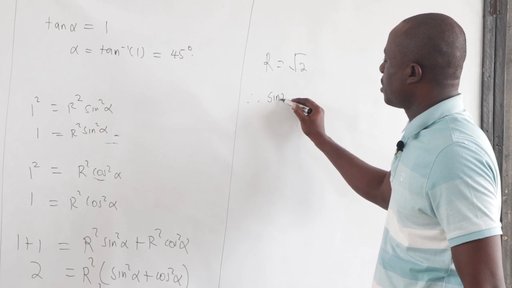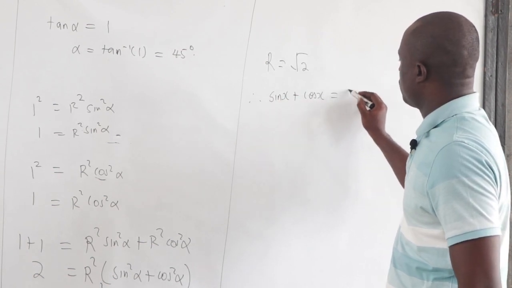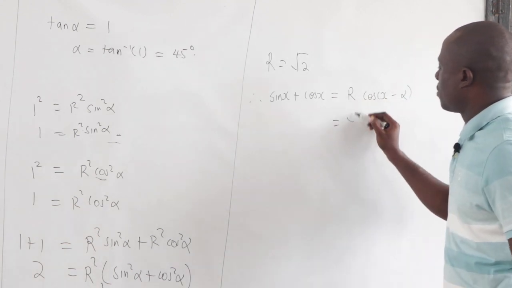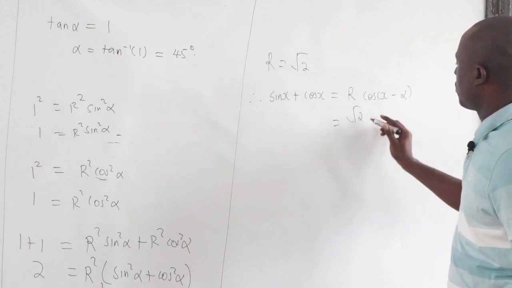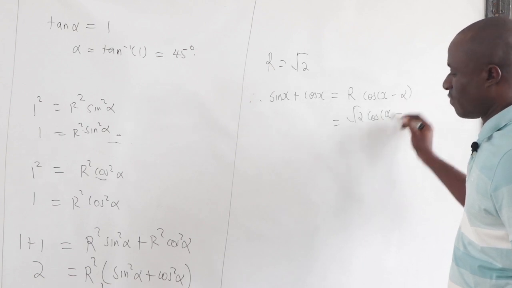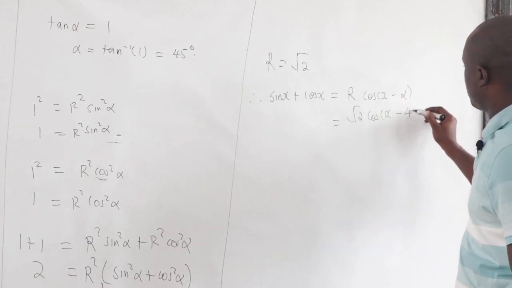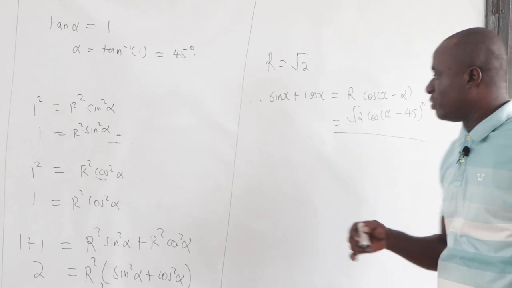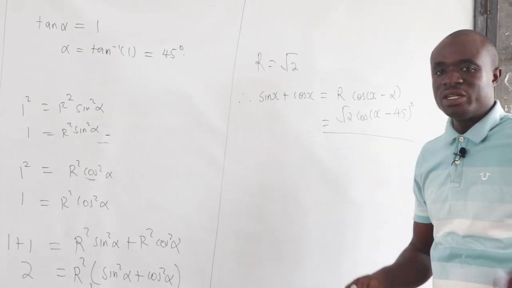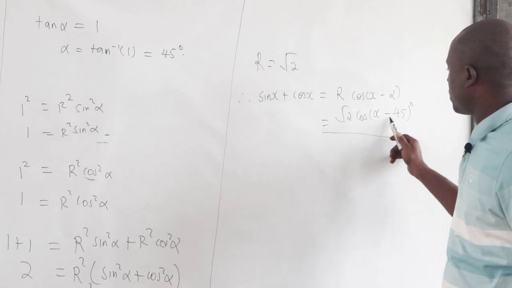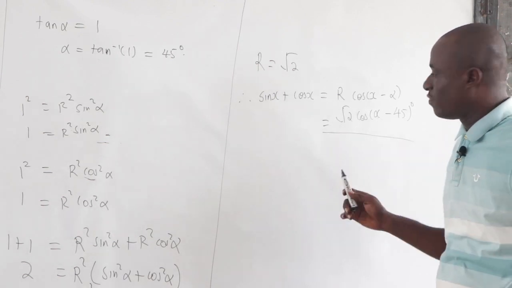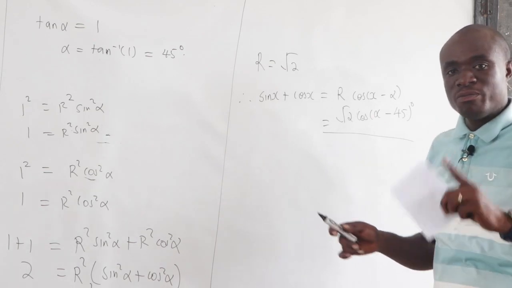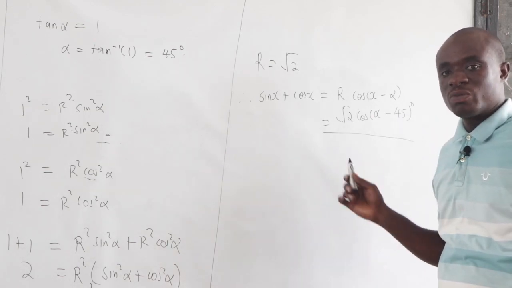Therefore, sine x plus cos x, expressed in the form r cos(x minus alpha). What is r? Root 2. And what is alpha? We had alpha to be 45 degrees. Now assuming they ask us to find the maximum value, the maximum value will be root 2 and the minimum value will be negative root 2, because cos(x minus 45) will be between 1 and negative 1, and when you multiply through with root 2, you get negative root 2 and positive root 2. So the minimum is negative root 2 and the maximum is positive root 2.